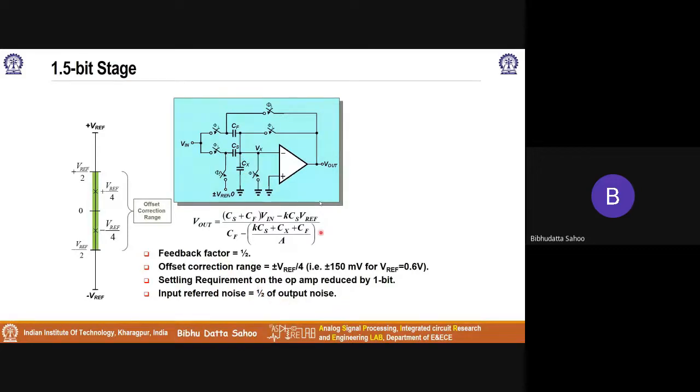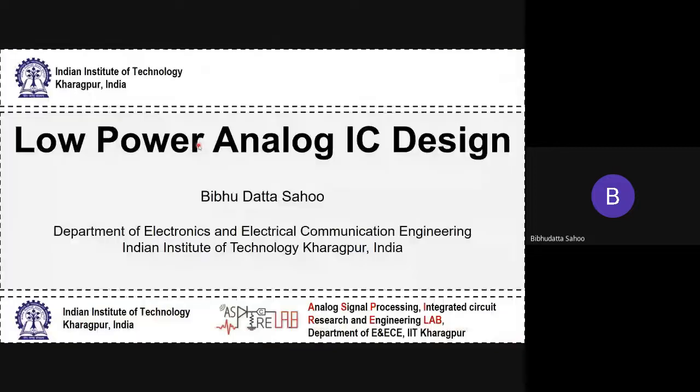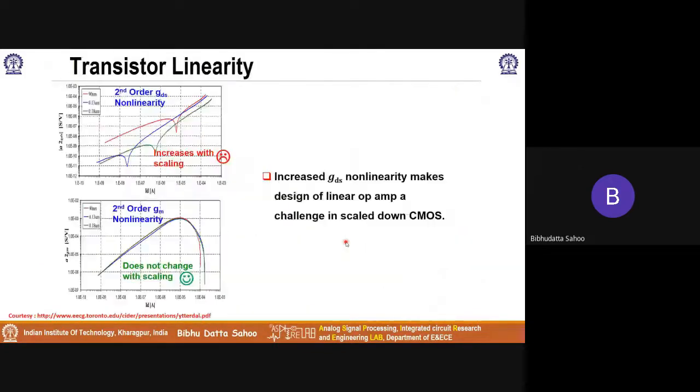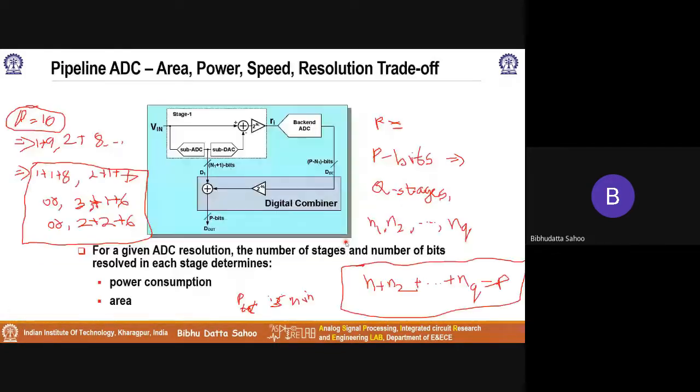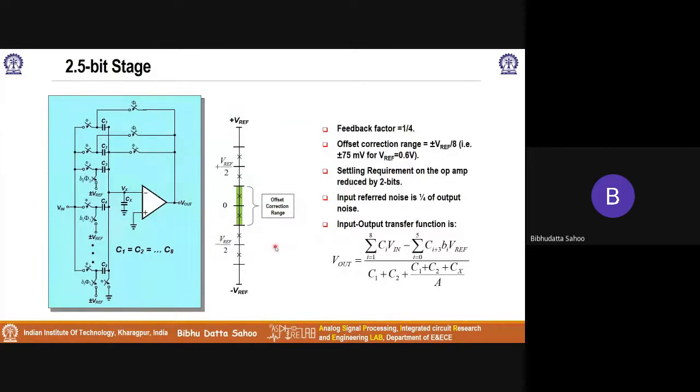So it will be half of the output noise, because the input referred noise decides your noise power, which comes in the denominator. Keep in mind the SNR is signal power divided by this input referred integrated noise. So you can see that the feedback factor is half, the input referred noise is scaled by a factor of 2, and the settling requirement of the op-amp is reduced by 1 bit. Now let us take the second case, where I resolve 2 bits in the first stage and 8 bits in the later stage. This is the circuit that realizes it.